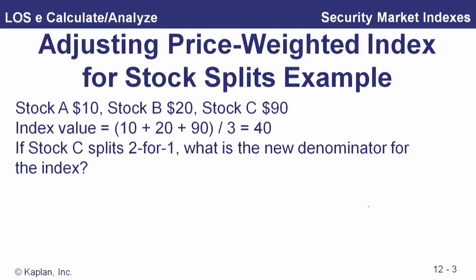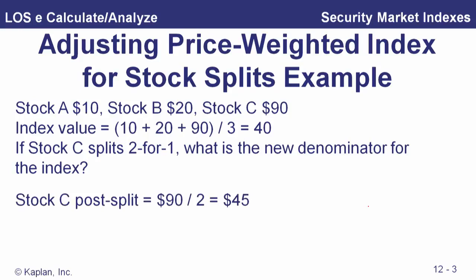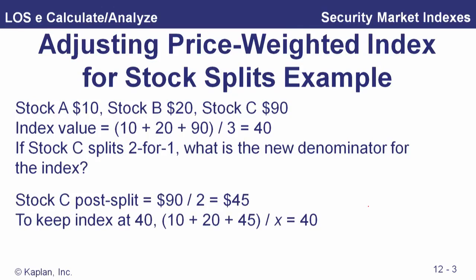Well, we've got to adjust. If stock C is at 90, splits 2 for 1, then with no other changes, that would be priced at 45. So now our total value of stocks in the numerator there is 75, and we want to find that divisor that would keep our index value at 40. So if we solve for that, we can see that our new divisor has changed quite a bit, from 3 to 1.875.